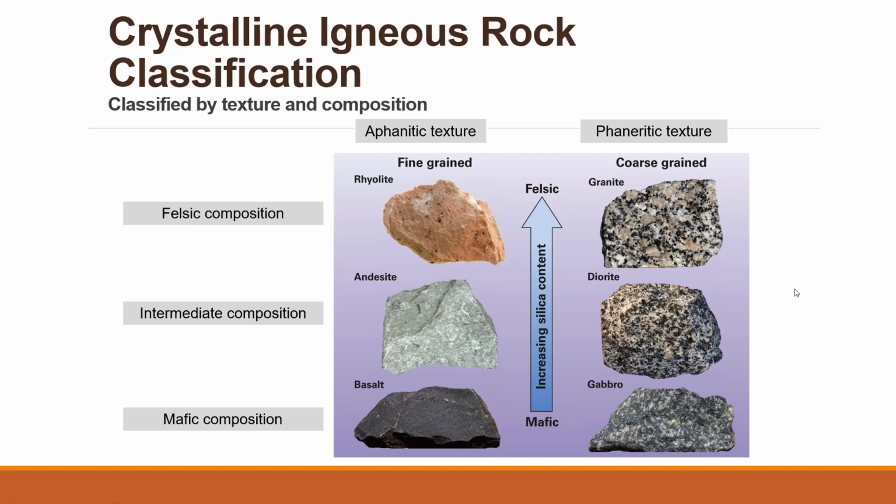So for each of our crystalline textures, aphanitic and phaneritic, we have a rock type for each composition. So rhyolite is the aphanitic felsic rock type, granite is the phaneritic felsic rock type, andesite and diorite are intermediate rock types, and then basalt and gabbro are mafic. The ultramafic would be komatiite and peridotite.